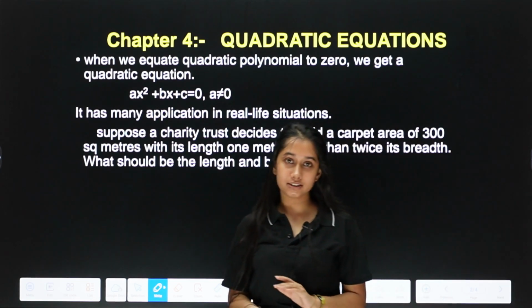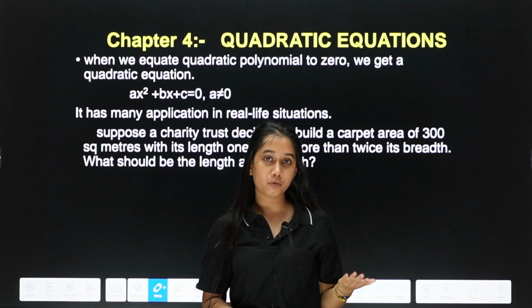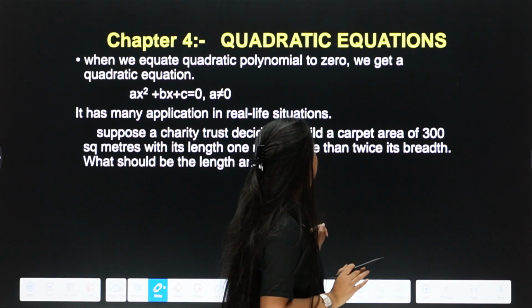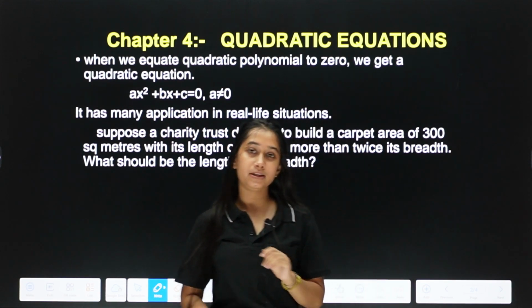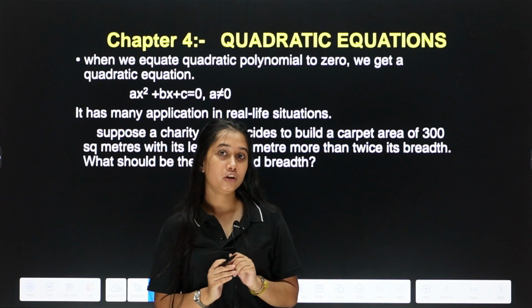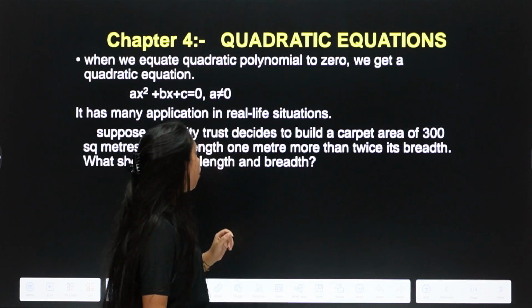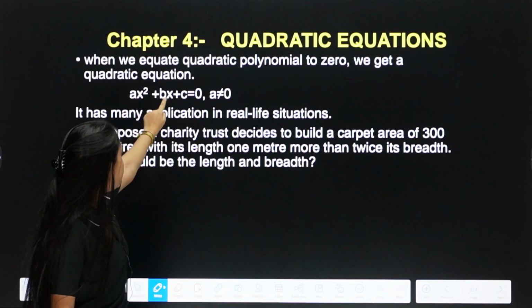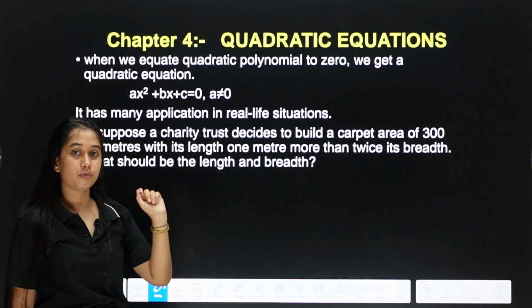So in the previous lecture we have discussed quadratic polynomials and linear polynomials. So what is a quadratic polynomial? In the previous class we discussed that quadratic polynomials are polynomials of degree 2 and the standard form of quadratic polynomials is ax square plus bx plus c where a is not equal to 0.